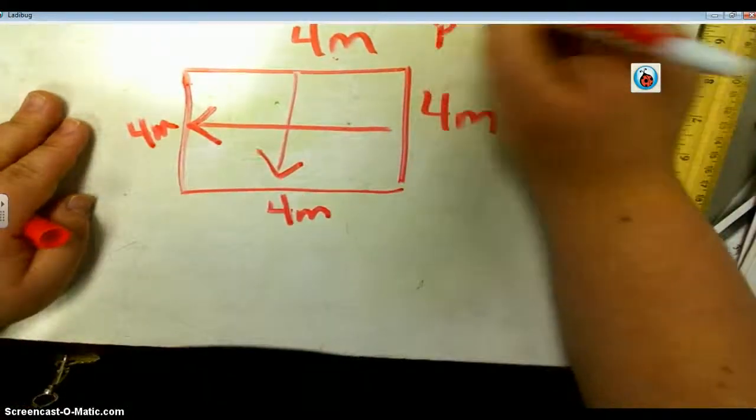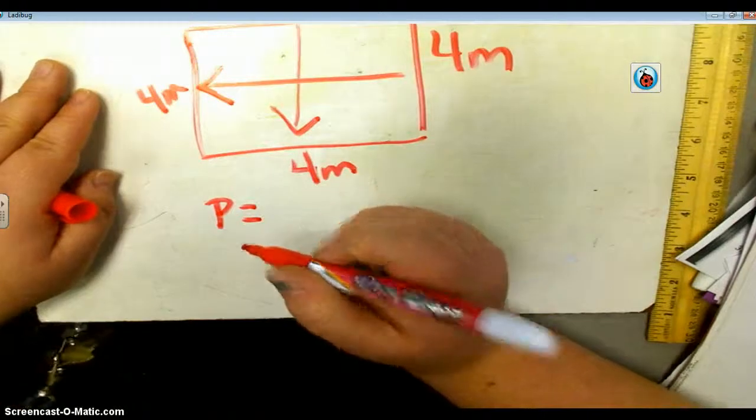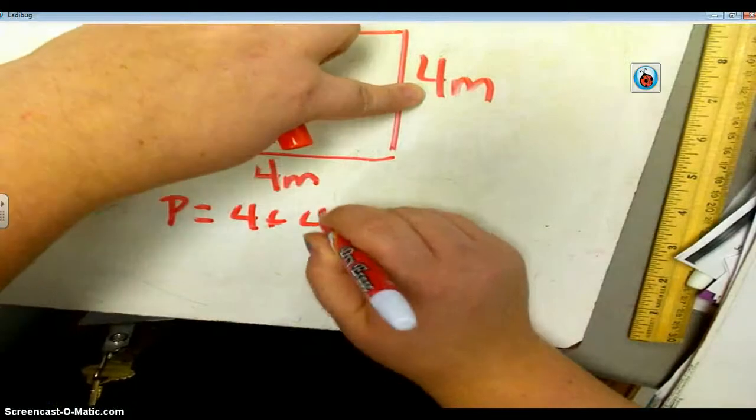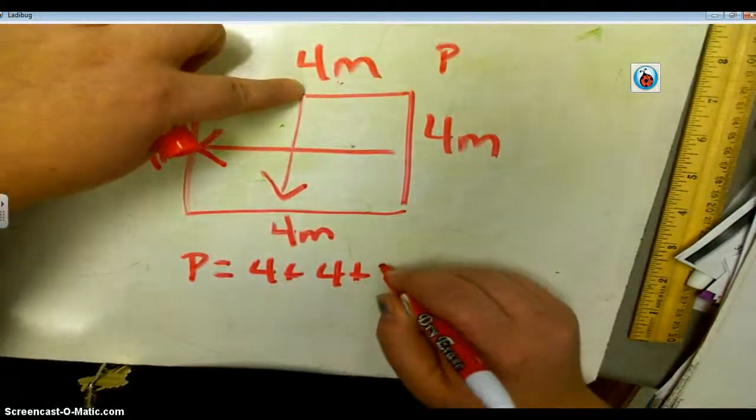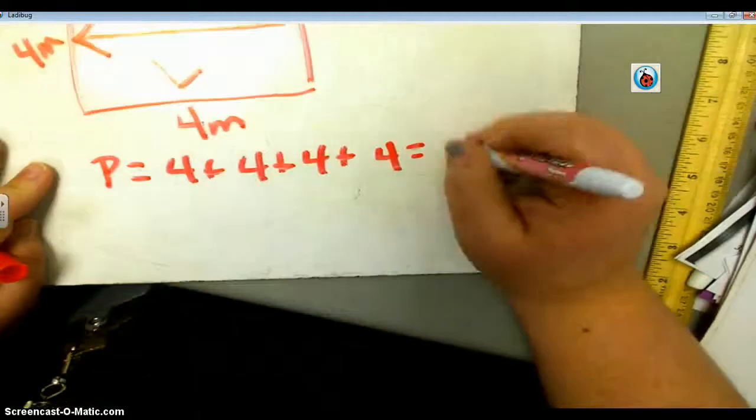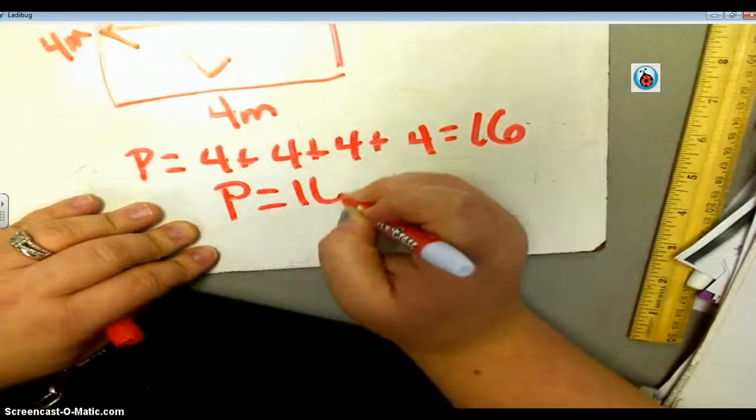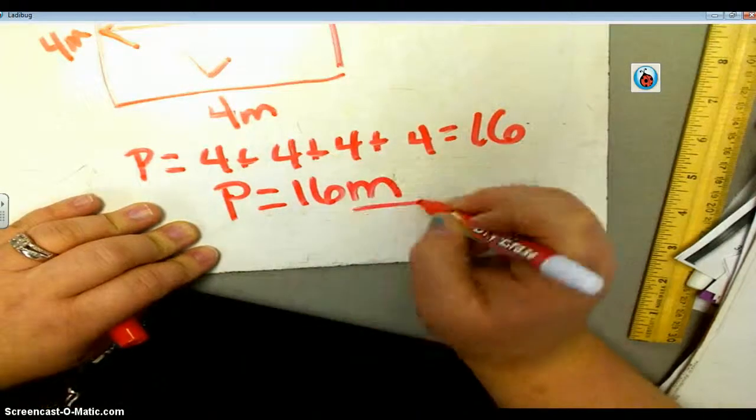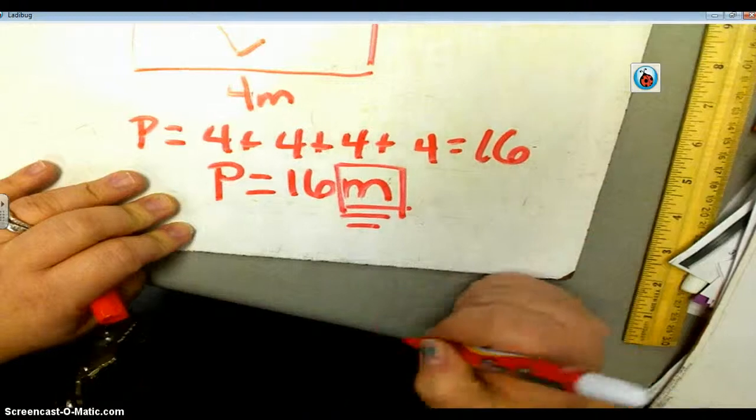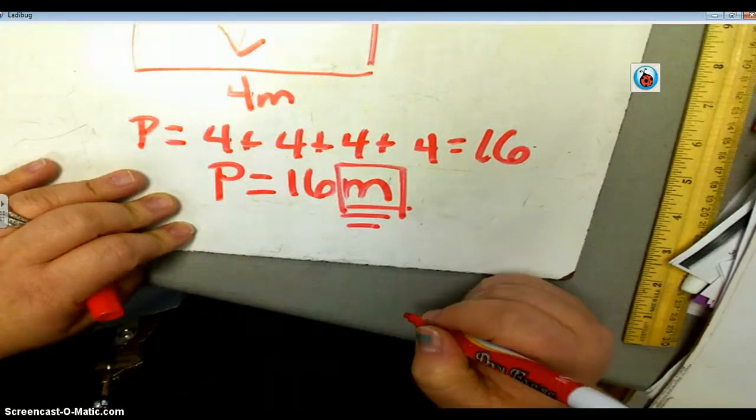The perimeter, P, we're going to let P represent the perimeter. So the perimeter would be 4 plus 4 plus 4 plus 4, which equals 16. Okay, so I would say P equals 16 meters. You cannot forget your unit measurement.